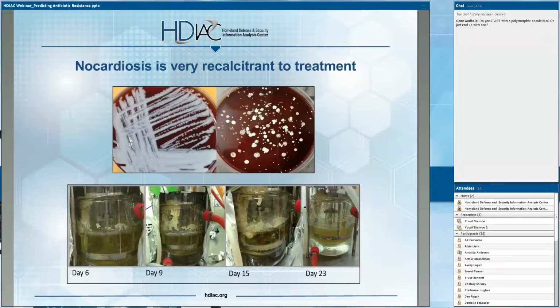And what you can see, it should be a nice clear glass vessel. And we do see biofilms all the time in our other experiments with Acinetobacter and other organisms, but we don't see biofilms like this. If you look in the day 9 picture or the day 15 picture, you can see these white, they look like stalactites hanging from the top of the bioreactor vessel. These are actually Nocardia biofilms.